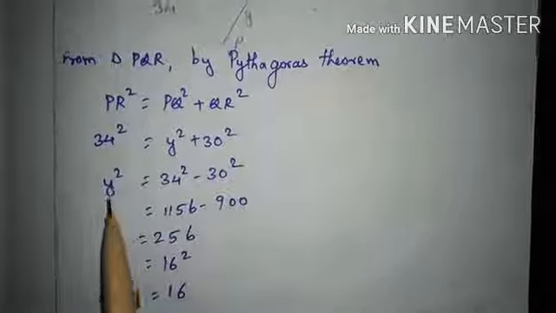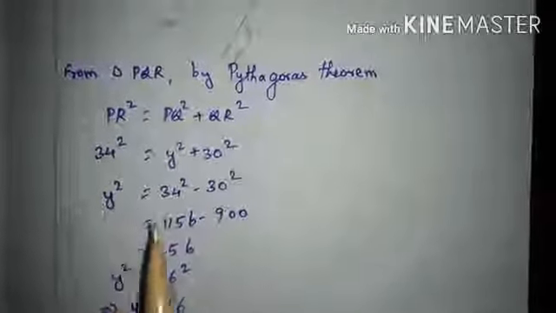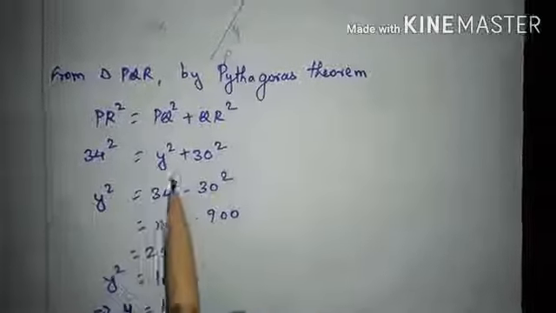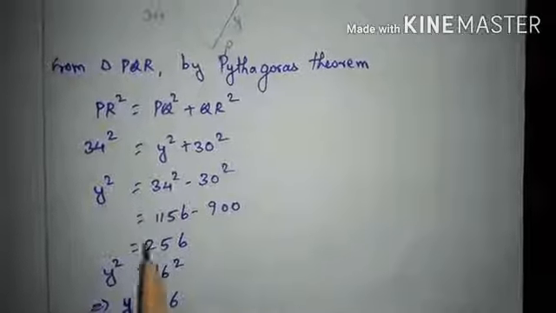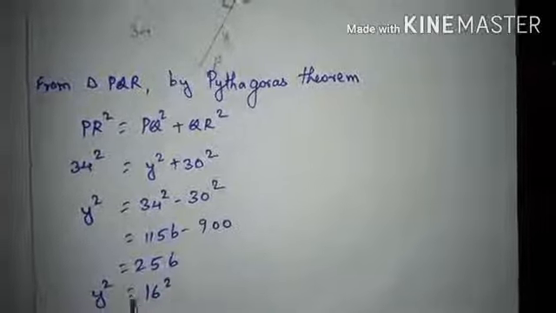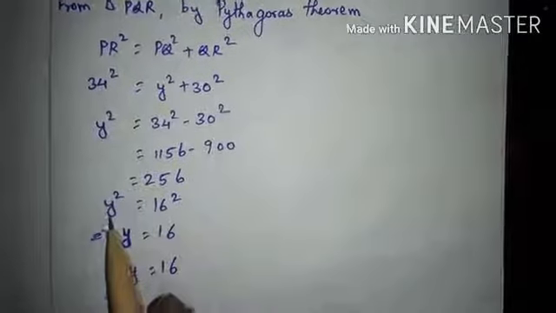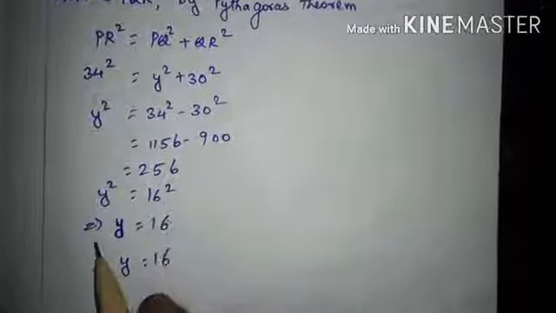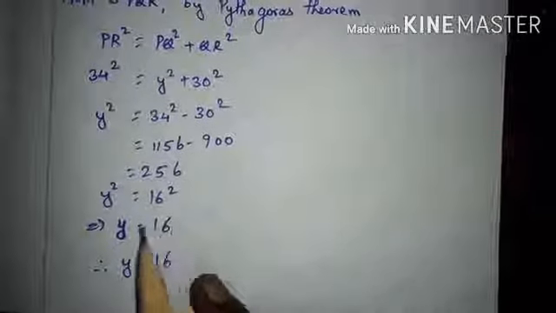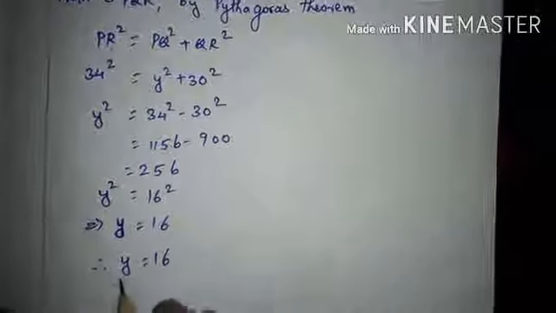From this, we are going to find out the value of y square. y square equal to 34 square minus 30 square, we get 256. 256 is the square of 16. That is y square equal to 16 square. Then y equal to 16. Therefore, the value of the unknown value y is 16.